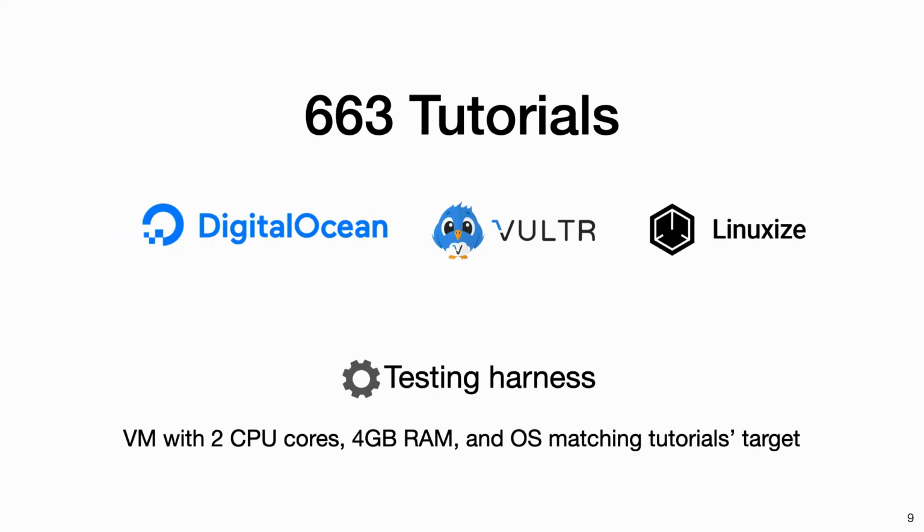For this part of the study, we collected 660 tutorials from 3 sources, so we have more diversity and are not focusing on one source. These sources are DigitalOcean, Vultr, and Linuxize. And we created a testing harness, which will create a virtual machine for each tutorial. Then we used this testing harness to execute all of these 663 tutorials with the naive approach.